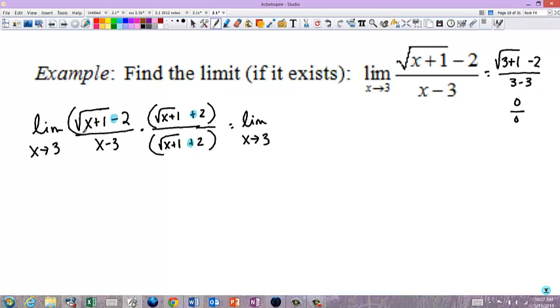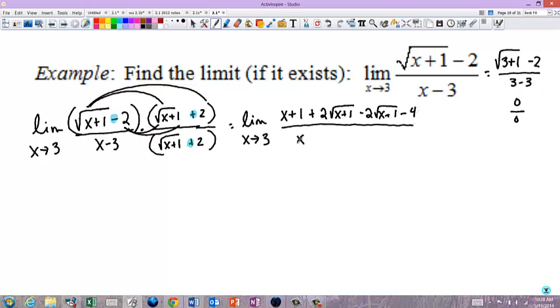So we're going to FOIL this. First would be the square root of x plus 1 times the square root of x plus 1, which is the square root of x plus 1 squared, which actually the square root and the squared cancel, so it just makes it x plus 1. And then plus 2 times the square root of x plus 1 inside, minus 2 square root of x plus 1 outside, last, minus 4, over, don't multiply the bottom out, leave it.